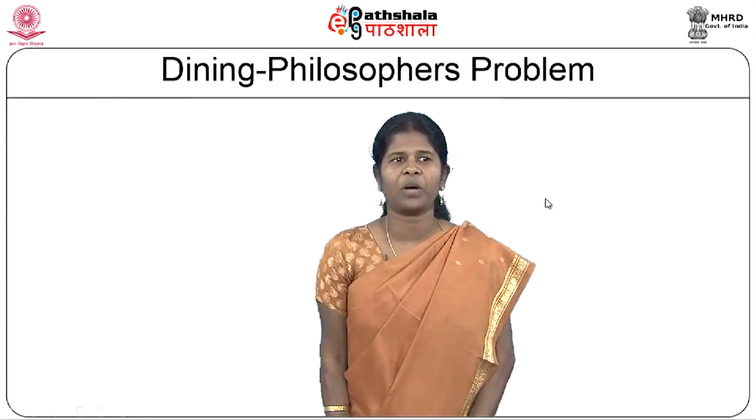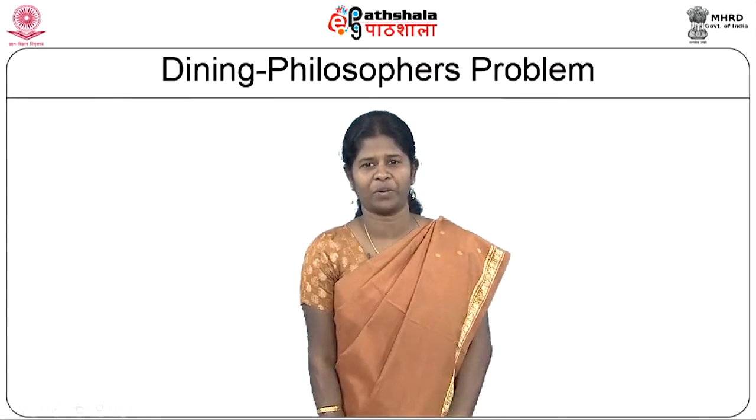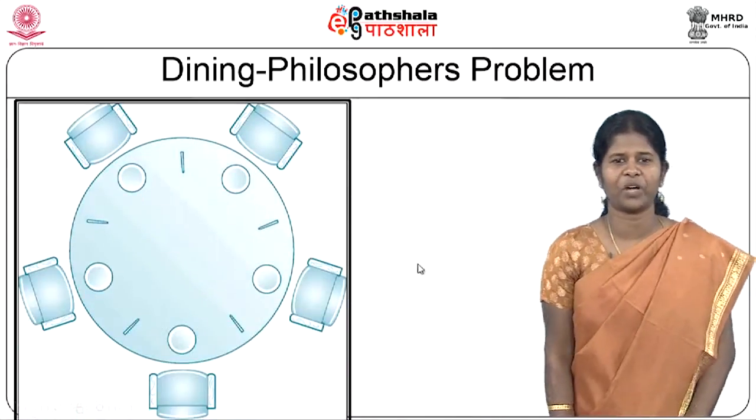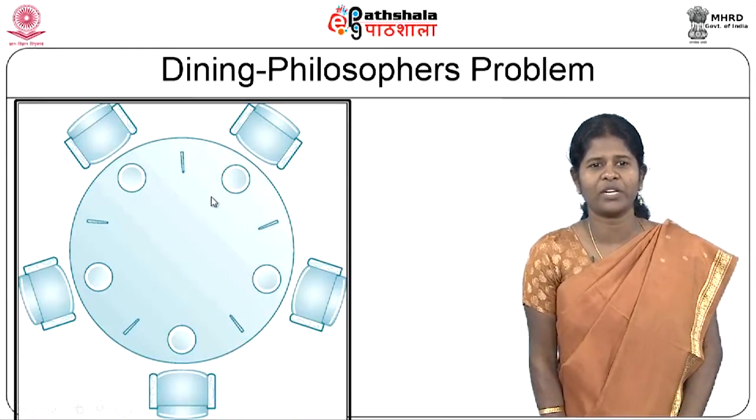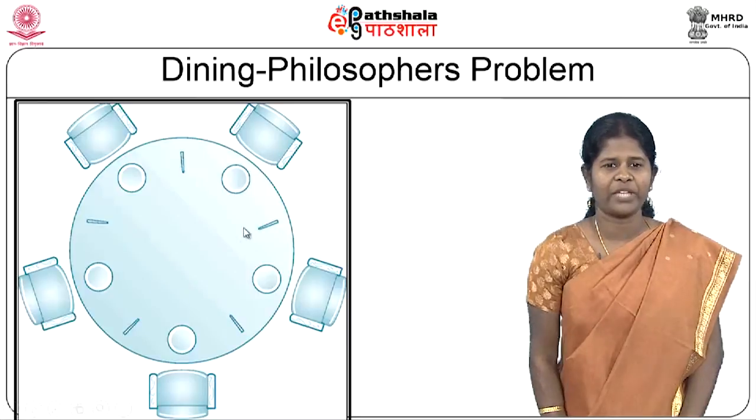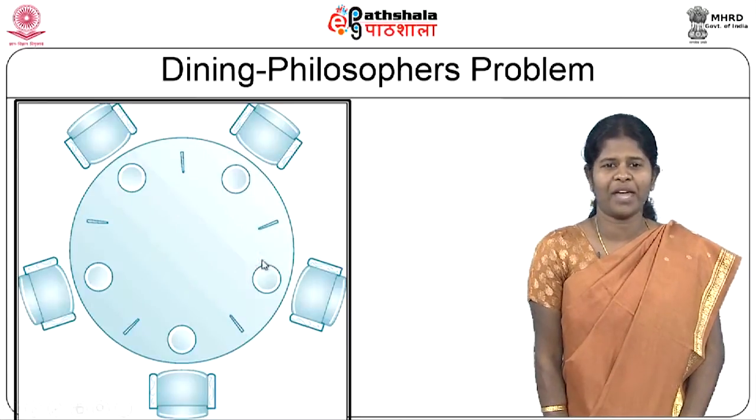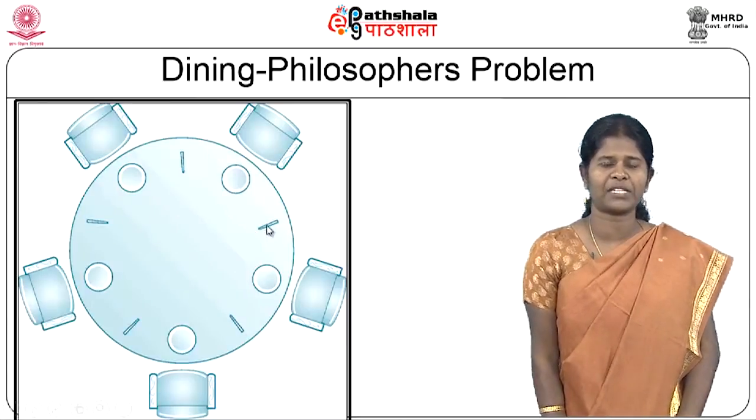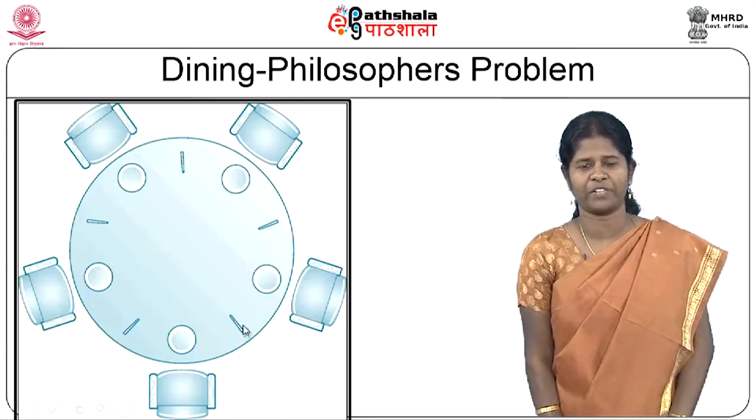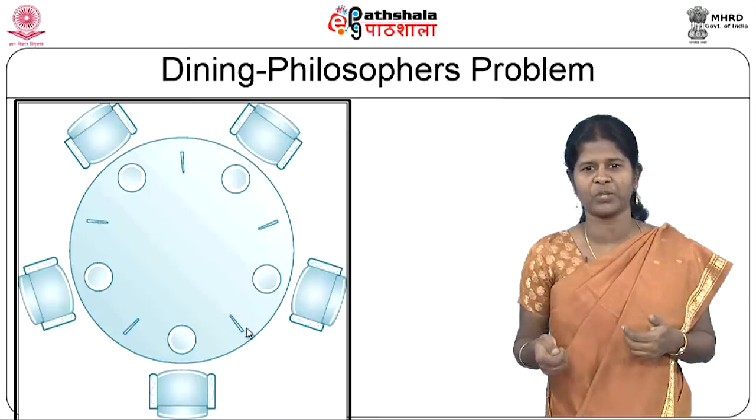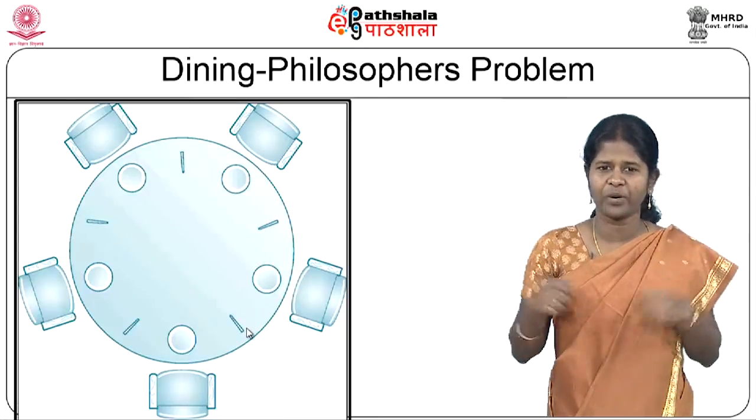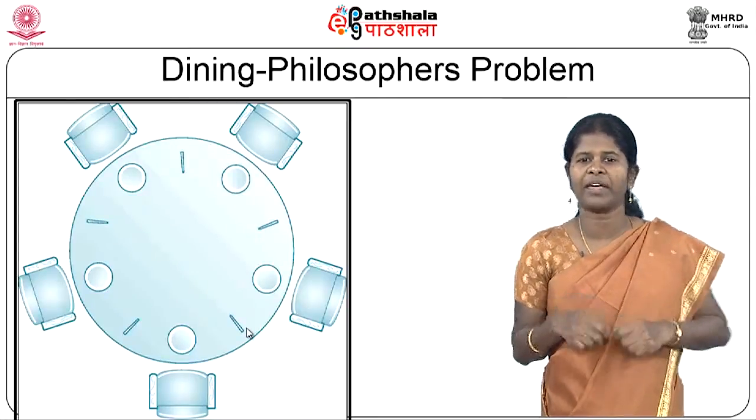Now we have another problem called the Dining-Philosophers Problem. This is a very interesting problem where you have a number of philosophers who are sitting around a table and are dining. They have a bowl of, say, spaghetti and they have to use the chopsticks which are placed to the right and to their left. Each philosopher will have to use the chopstick to his right and to his left, and only using both of them can he dine.